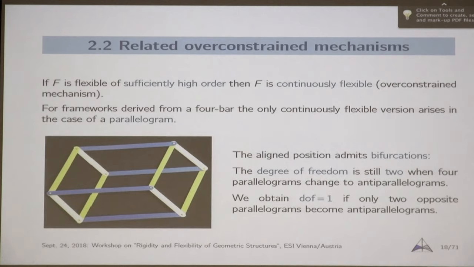We could ask if there is a special case of this mechanism or of this framework where there is a continuous flexibility. And the only case is more or less trivial. If the four-bar is a parallelogram, then it moves like this. Each point traces a circle, and of course you connect this point with the center of the circle and you get it continuously.